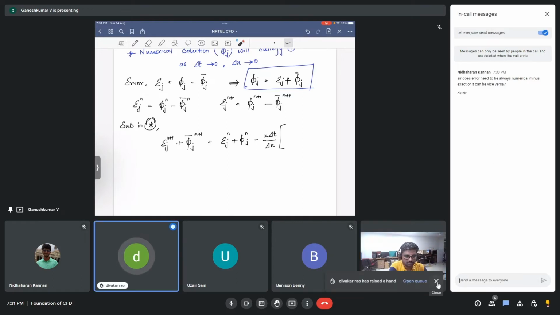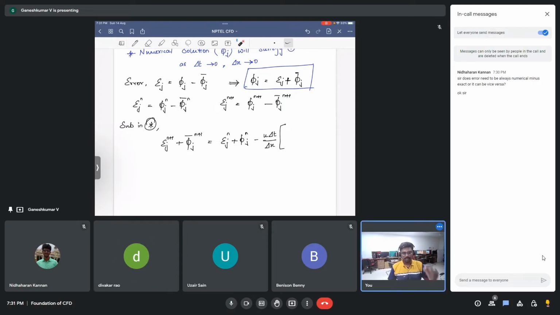Sir, I got one other doubt. Can I ask? Sure. When we are computing the error, epsilon j is equal to phi j, which is the numerical one, minus phi j bar, which is the analytical, exact solution. So this error, for each iteration, it will calculate, sir. Actually, we are not going to calculate it, we are just representing it and we will understand whether this error increases or decreases. We won't calculate it while doing CFD.